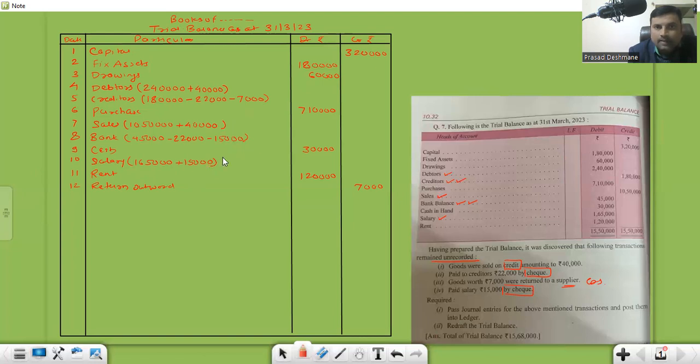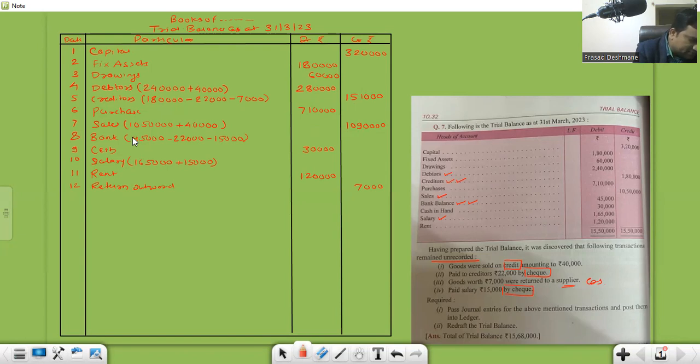Now we'll do the totals. Debtors 240 plus 40, 280, and debtors is an asset. That's why debit side. When I'm writing this in the exam, I have to write it the same way, in the bracket. Yes, I have to do it. Creditors: 180 minus 22 minus 7 is 1,51,000. Creditors is a liability. That's why credit side. Sales, 1050 plus 40, 1090. Sales is credit because it's an income.